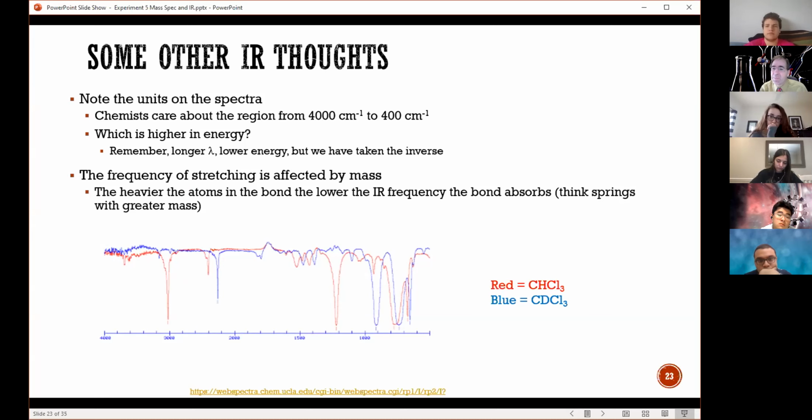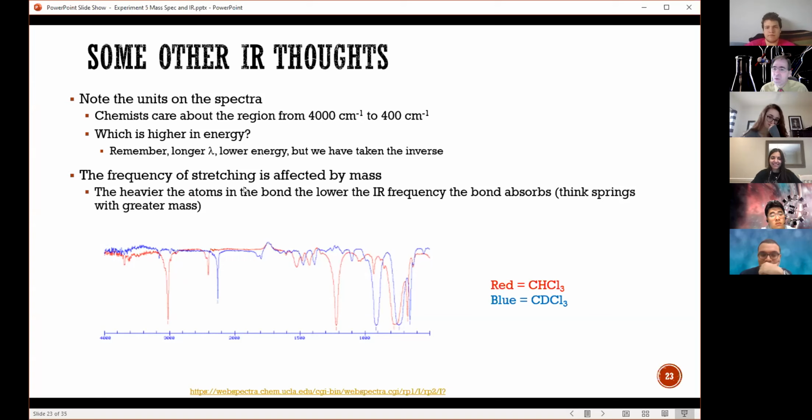So if it's vibrating at 4,000 centimeters to the -1, then it is higher energy than something that's vibrating at 400 centimeters to the -1. So they took the inverse so that high numbers mean high energy again. There you go. I guess chemists don't want to compute things in their head. Really, the physicists started this, so we'll blame them.